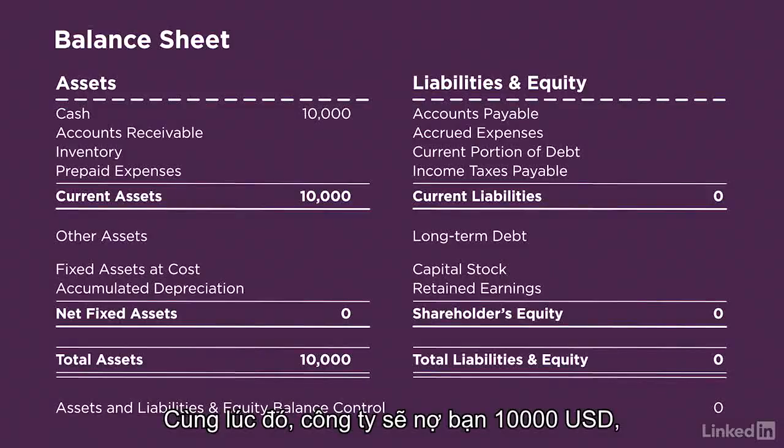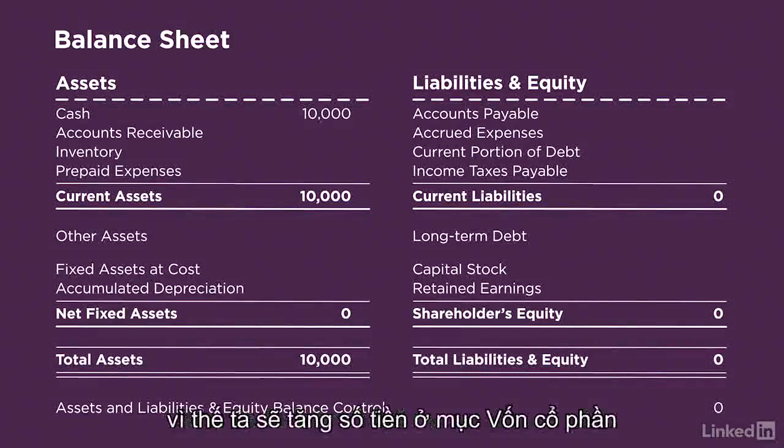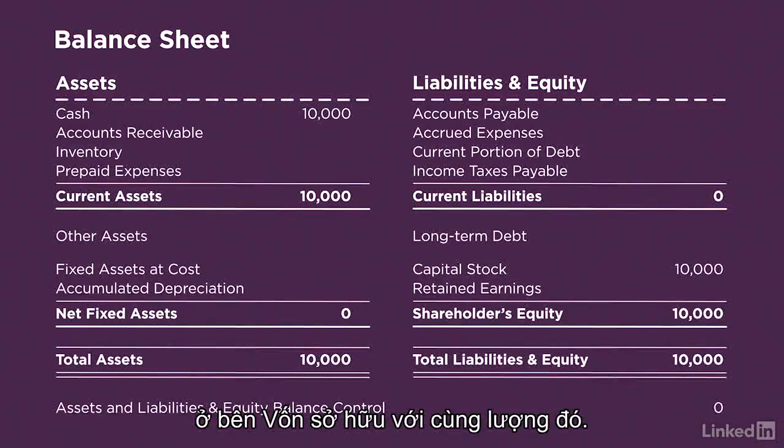At the same time, the company now owes you $10,000. We therefore increase the capital stock category on the equity side by the same amount.